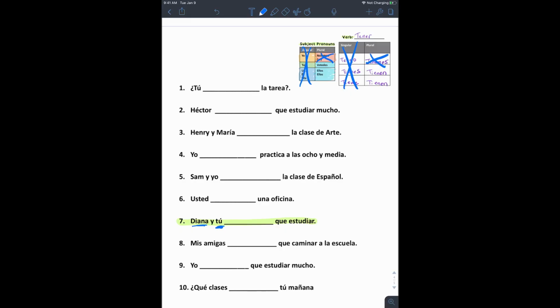Remember, it needs to say y yo, but it doesn't. So we're going to eliminate tenemos. And again, these two are exactly the same. So our verb is tienen que estudiar. Diana y tú tienen que estudiar. Diana and you have to study.